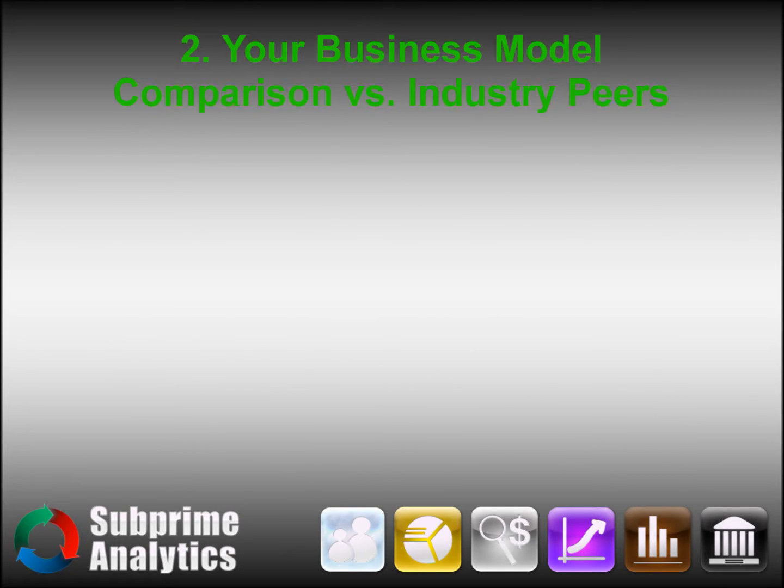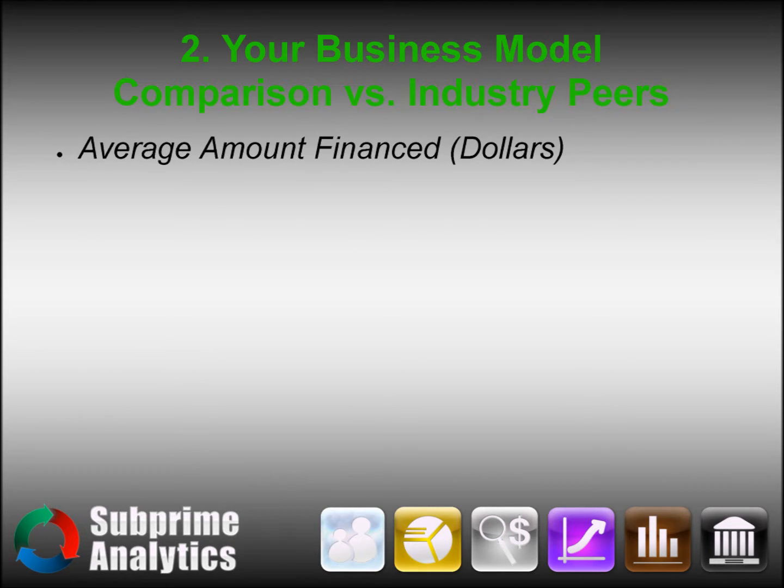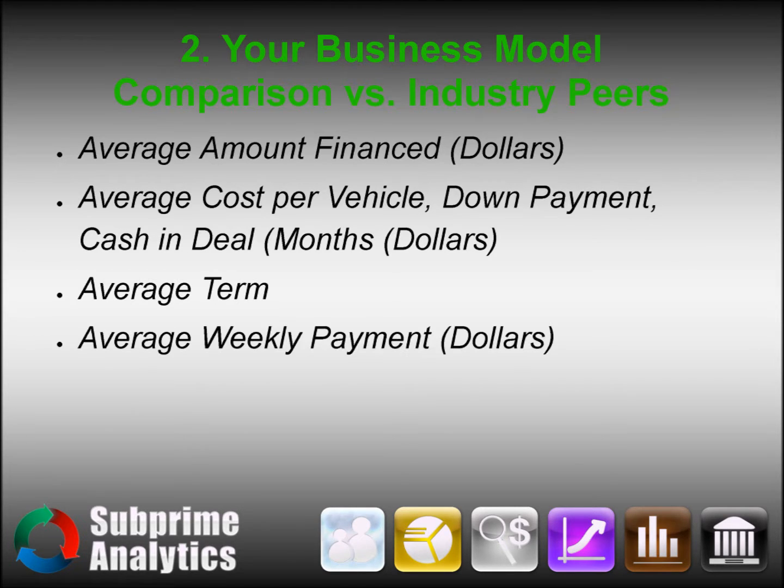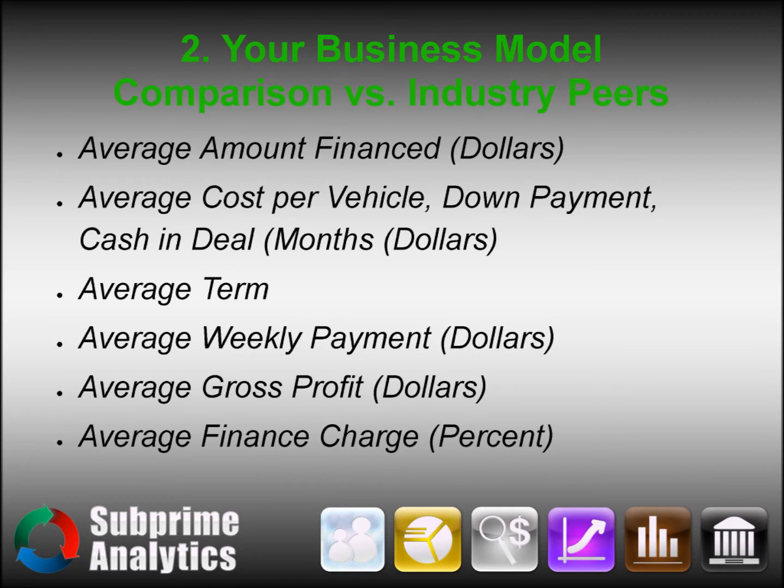Next, we look at your business model and compare it with your industry peers. Your business model can determine your success or failure. Do you know how you compare with your peers? Well, we calculate the average amount financed, your average cost and vehicle down payment, your cash and deal, the average term of your contracts, your average weekly payment, your average gross profit, and your average finance charge.